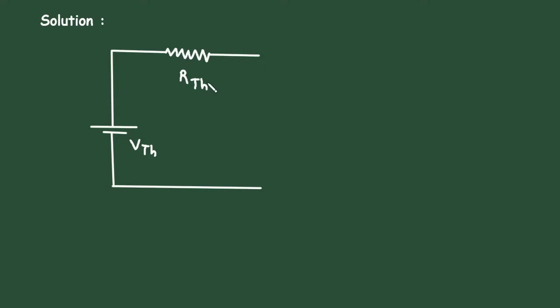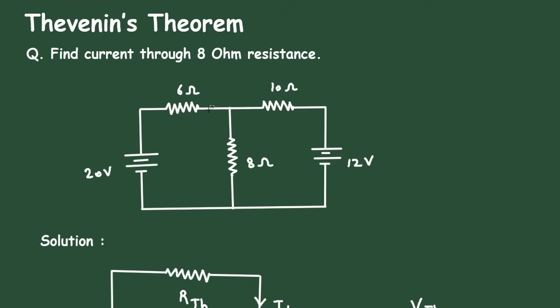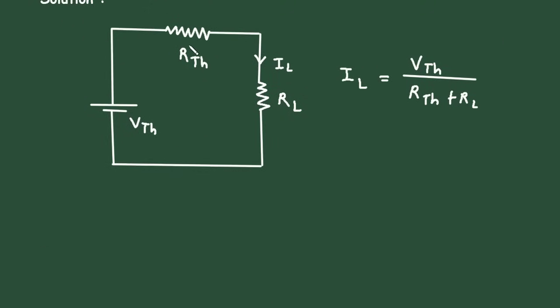So this is VTH and this is RTH and this is the load resistor RL. This is load resistor RL and this will be load current IL. Now to get the value, IL is equal to VTH divided by RTH plus RL. Now let's see the question. So this is the question and we have to find the current through this 8 ohm resistance. So first of all, let's find the value of RTH.